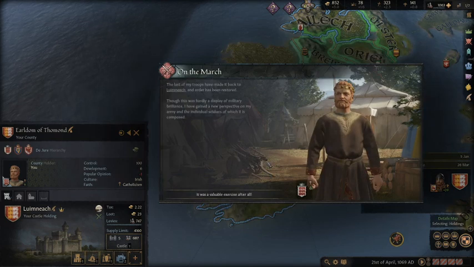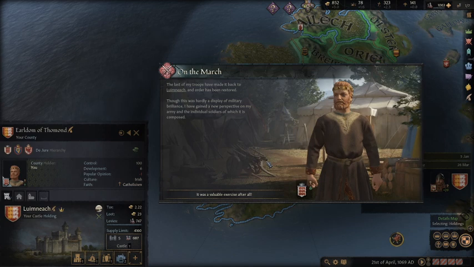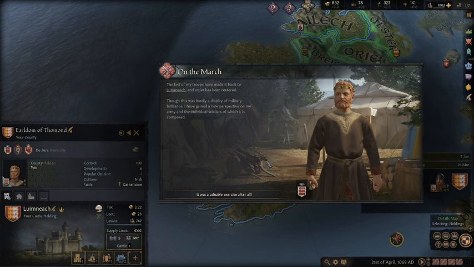Less of my troops have made it back to Lumenac, and order has been restored. Though this was hardly a display of military brilliance, I've gained a new perspective on my army and the individual soldiers of which it is composed.